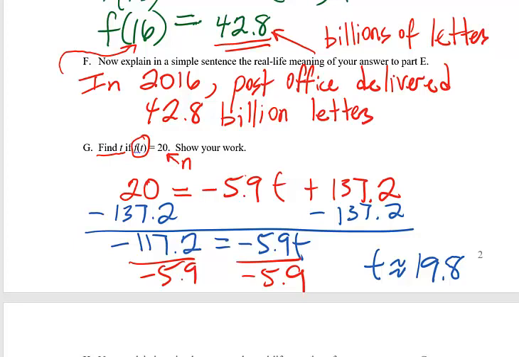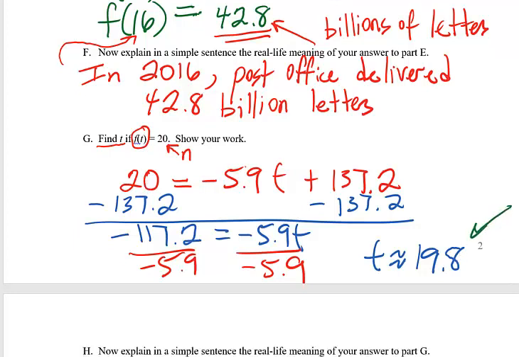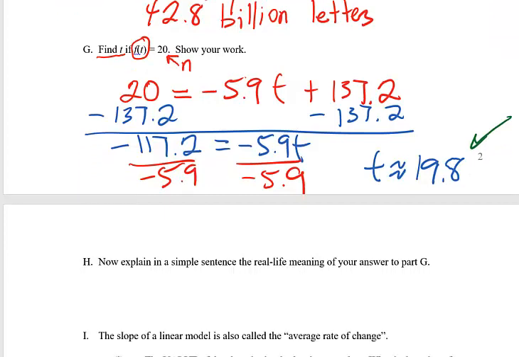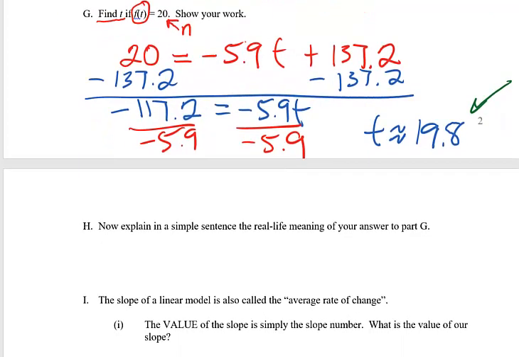So I'm finished with the math, right? I was asked find t if the f of t was 20. We put 20 for the f of t, we did our math, and we got a t value of 19.8. Now the next question goes on to say, well, again, what does that mean? What information have we just found? It's all about realizing which number stands for which item.